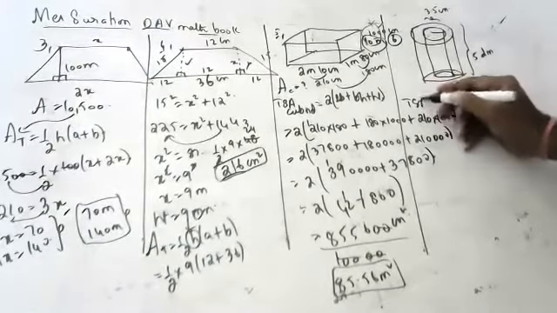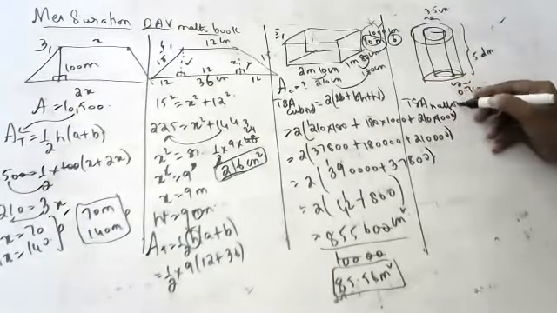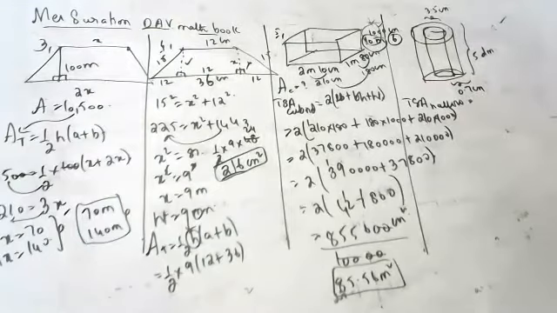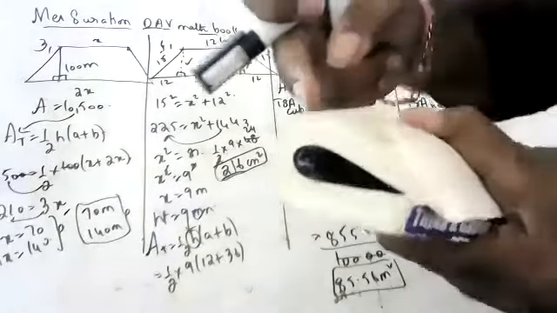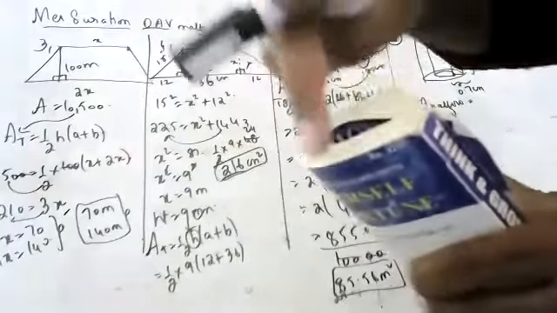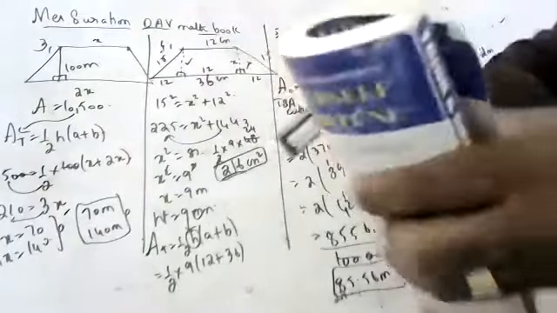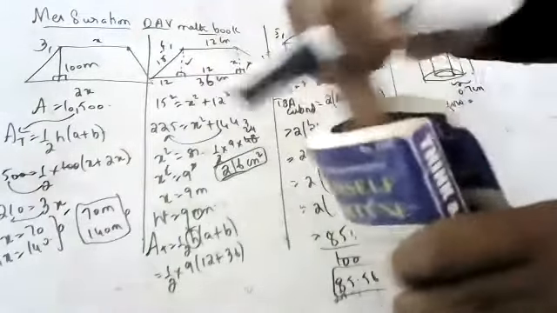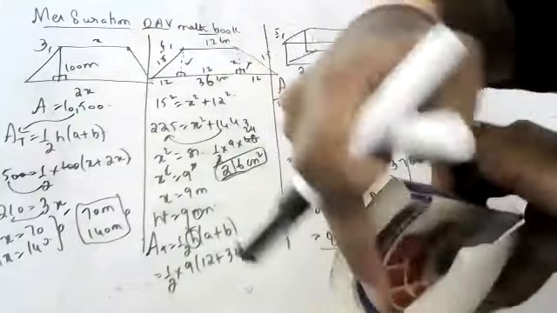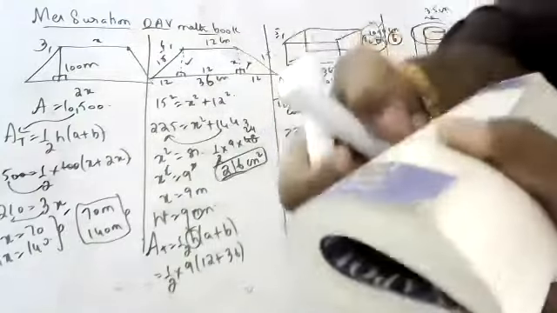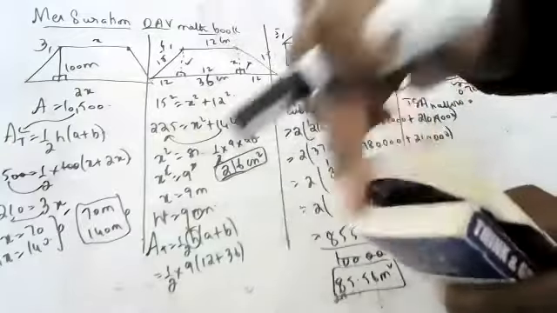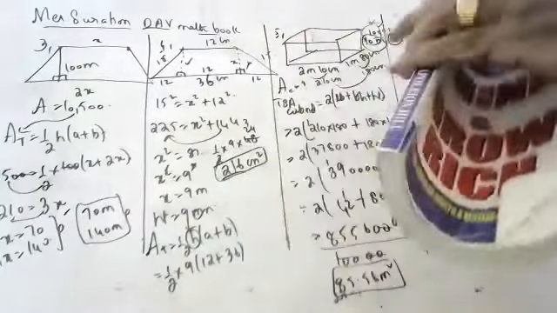TSA of hollow cylinder. Children, how to do, you know? I will show you. See here, children. TSA of hollow cylinder means this is a cylinder. If you imagine, children, outer CSA, inner CSA, upper ring, and down ring.